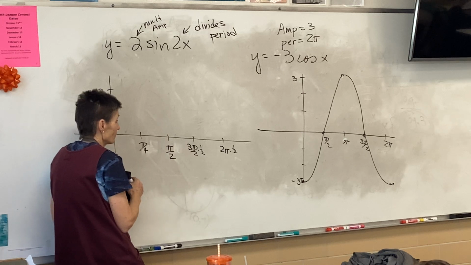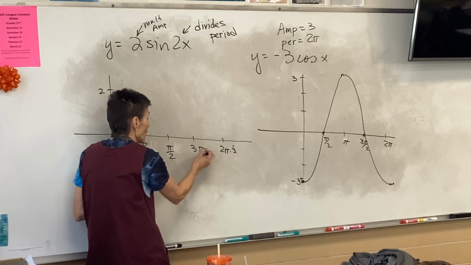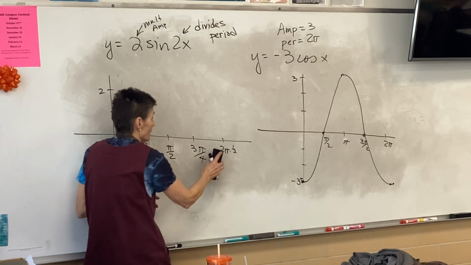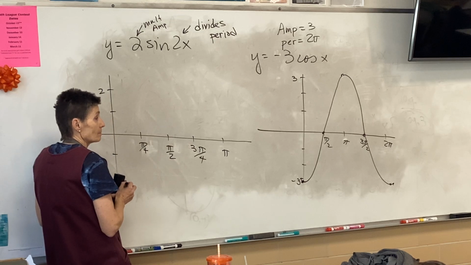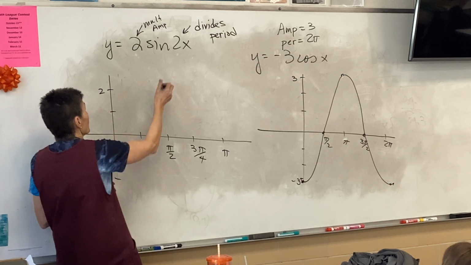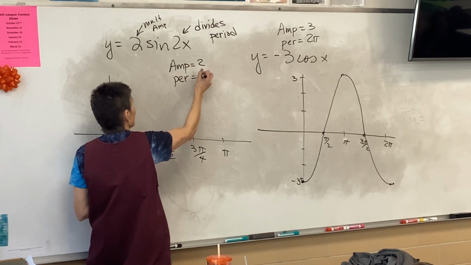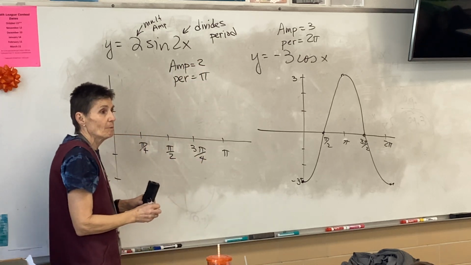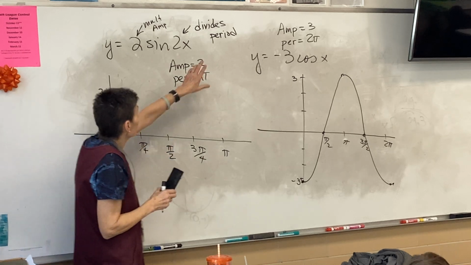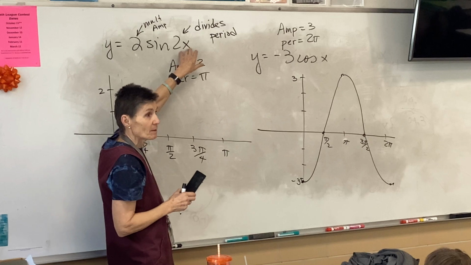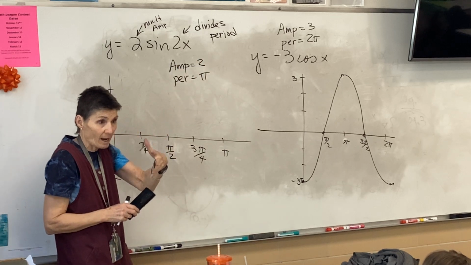So your period is 3 pi over 4, and plain old pi. So my amplitude is 2 and my period is just pi. It's half of what it was because this divides the period. So instead of being 2 pi, now it's pi.